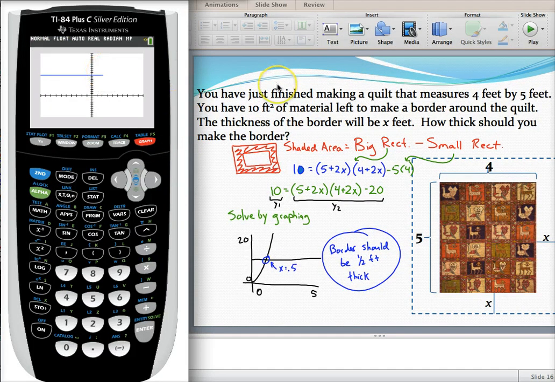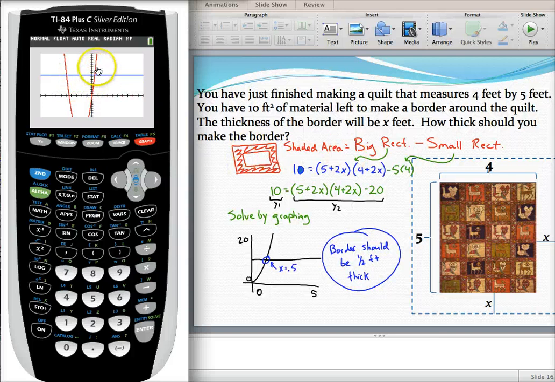So there's the horizontal line at y equals 10. And then there's my parabola. So good, I can see intersection points, so I don't need to make any changes to my window. Now there are two intersection points. This is the only one I need to find. I don't need to find that one. It's a negative x value. I can't add a negative border to my quilt. So that answer makes no sense in this application problem.